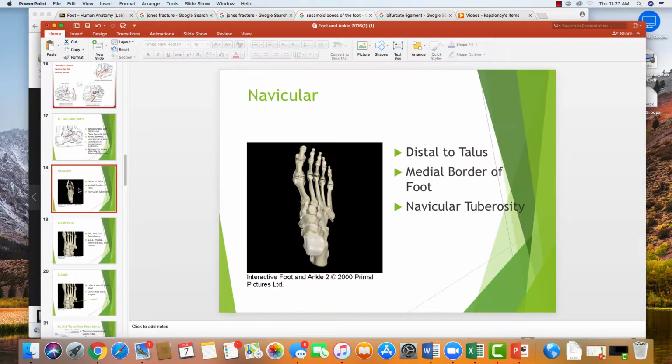Let's jump down and look at some of the bones, specifically that navicular right here.